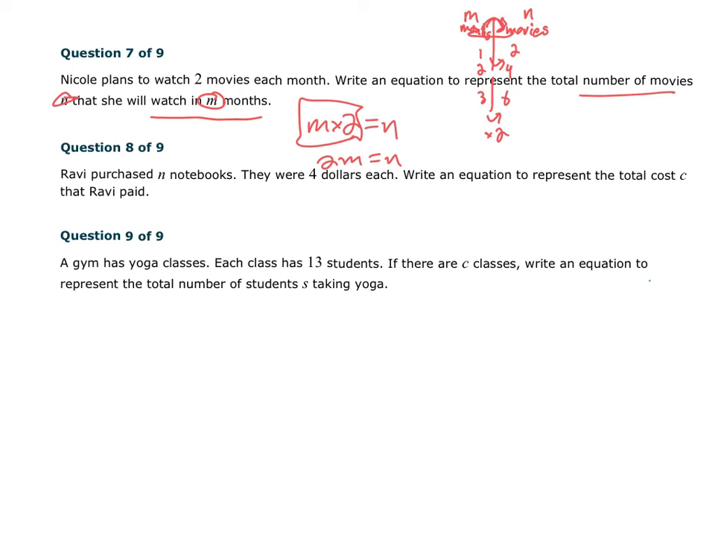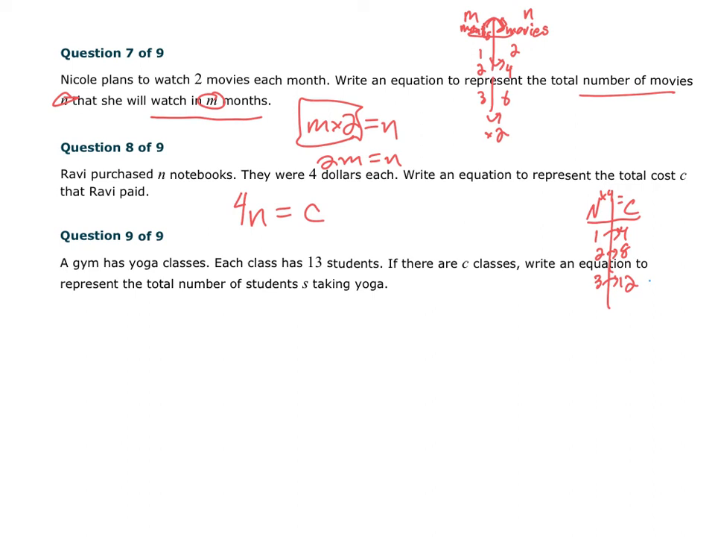Okay, the next one. Ravi purchased N notebooks. They were $4 each. Write an equation to represent the total cost that Ravi paid. Again, I'm going to use a T-chart. I'm going to put notebooks over here, and I'm going to put cost over here. Okay, so 1 notebook is $4, 2 notebooks is $8, 3 notebooks is $12. To get from N to C, I am multiplying by 4. So N times 4 equals C. 4N equals C.